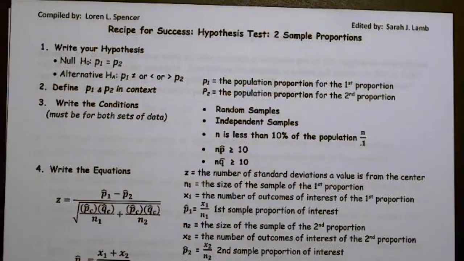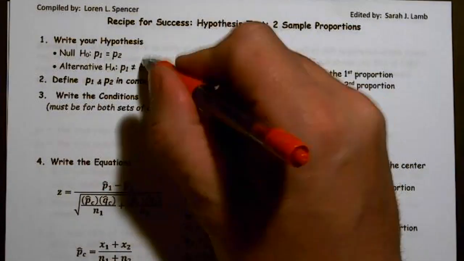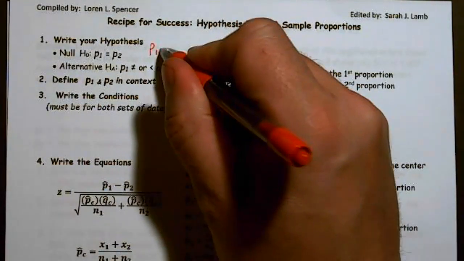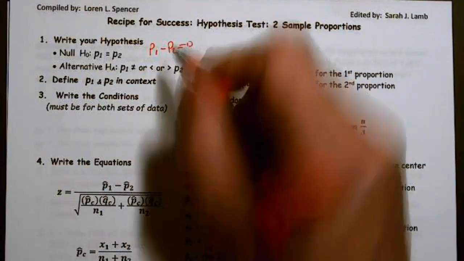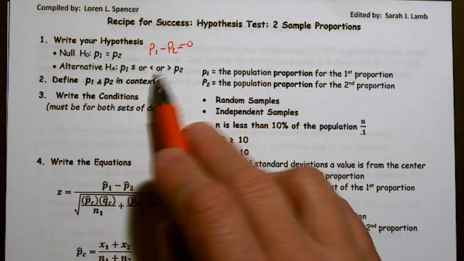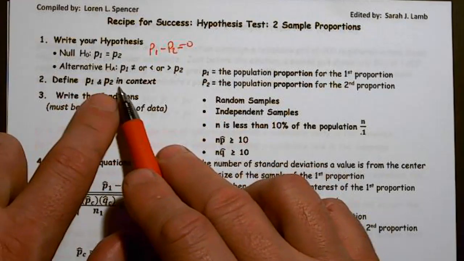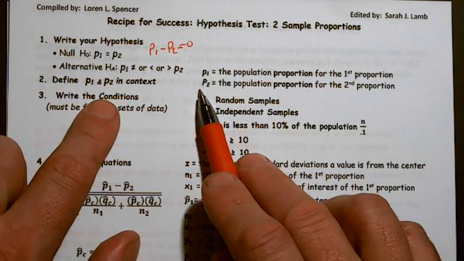So in our recipe, we say P1 equals P2, or we could obviously do the P1 minus P2 equals 0. The alternative, it's not equal, it's less than, or it's greater than. We must make sure that we define them in context, all right? They have to be defined in context.